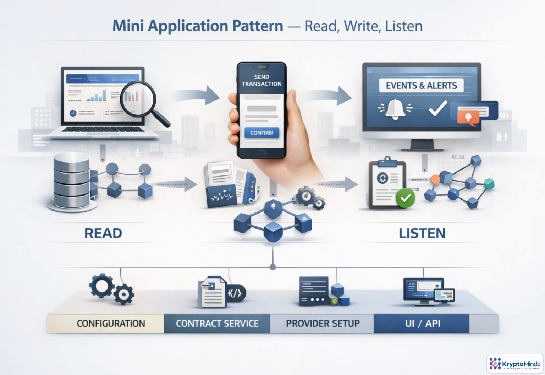A useful Besu app rarely does just one thing. It reads state to initialize the experience, check balances, or load contract values. It writes transactions when a user approves, transfers, or updates something. Then it listens for receipts and events, so the application reacts only to confirmed results. Keep configuration, provider setup, contract services, and UI or API code separated. That separation makes the workflow easier to test, monitor, and evolve.